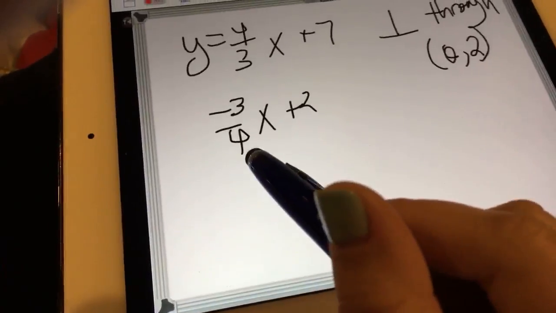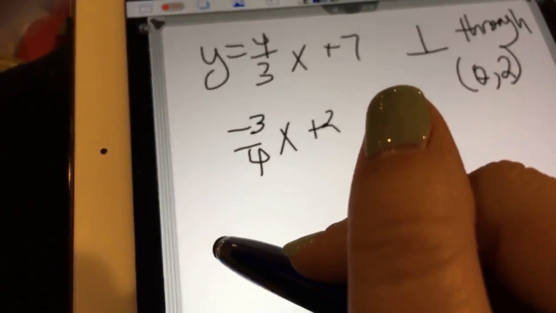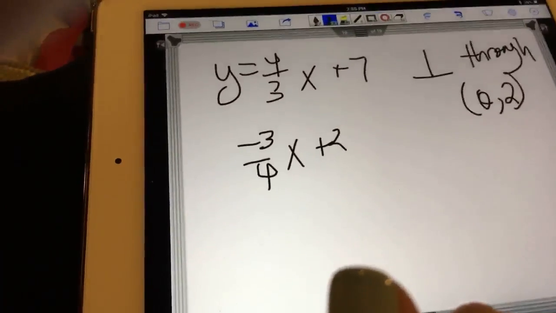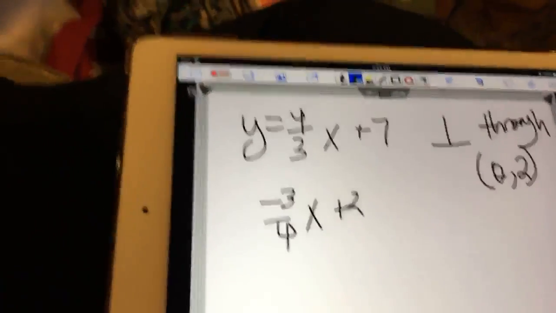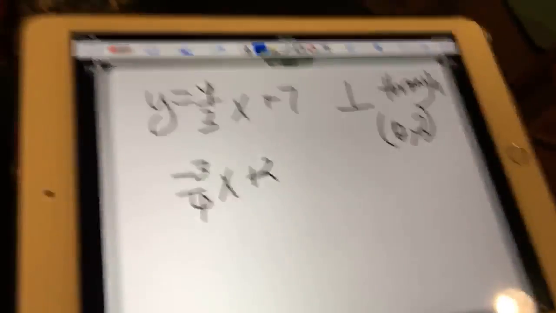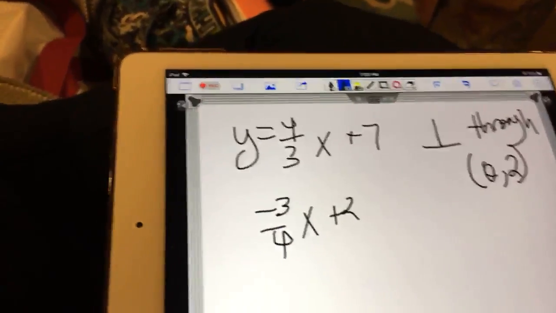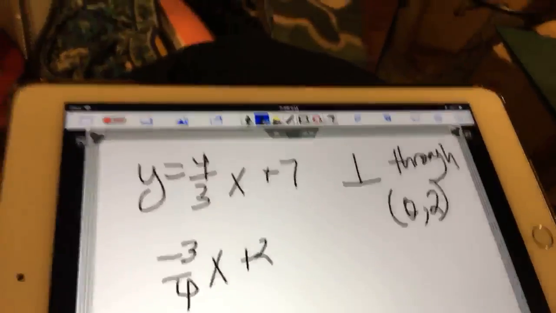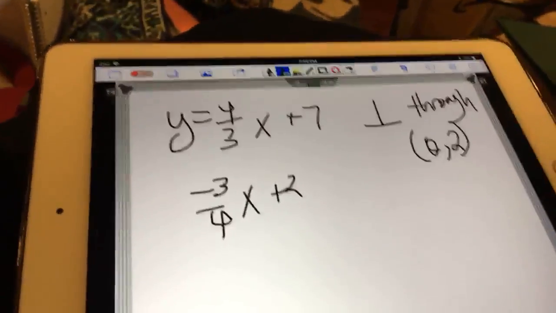Yes, Xiomara, you do get formulas. If you Google FSA geometry formula sheet, I will tell you it's not super duper helpful. They have basically sine, cosine, tangent. They have a couple of volume formulas, and that is pretty much it.